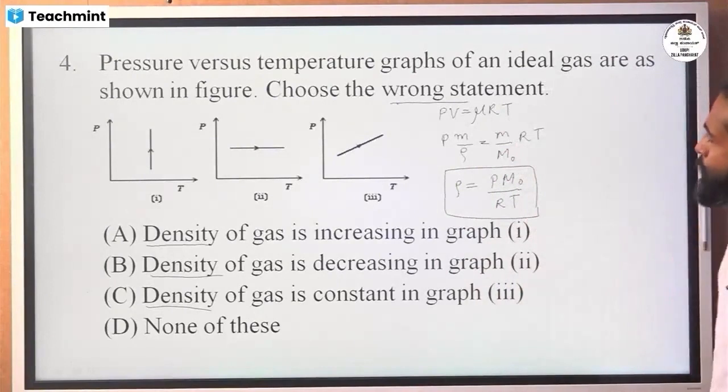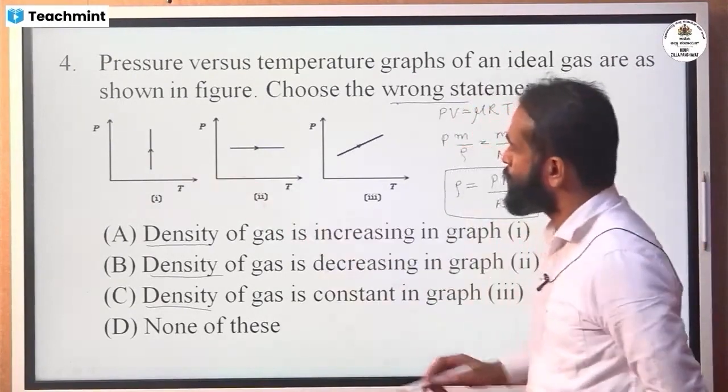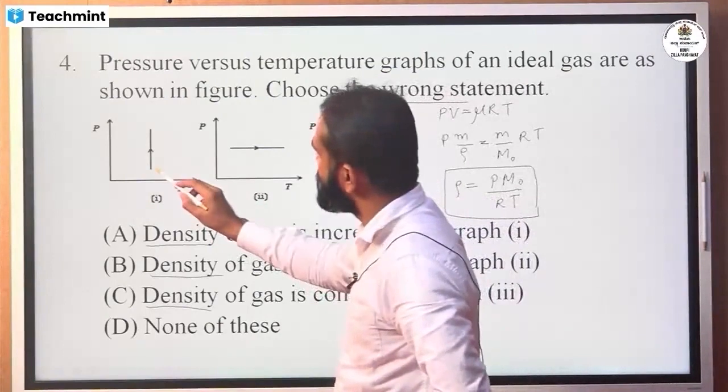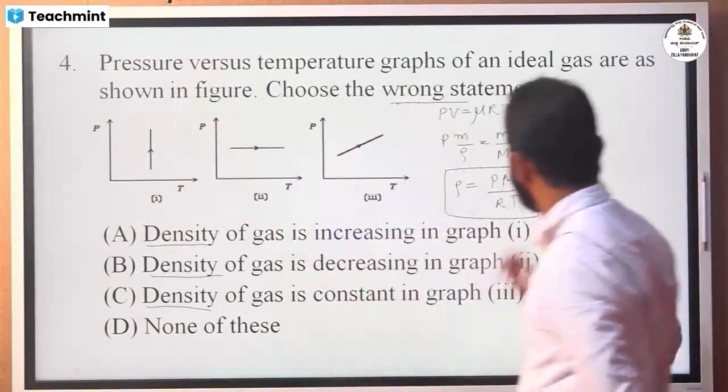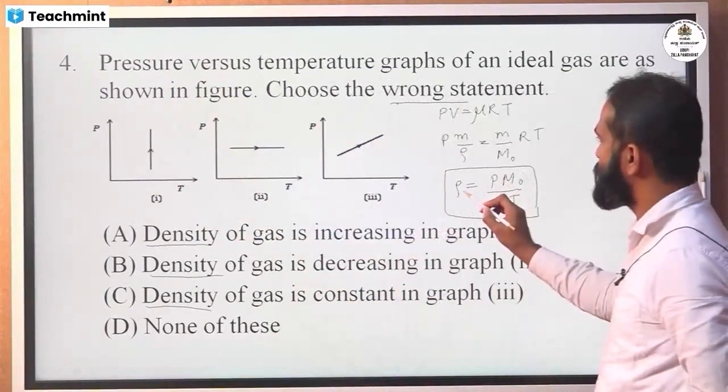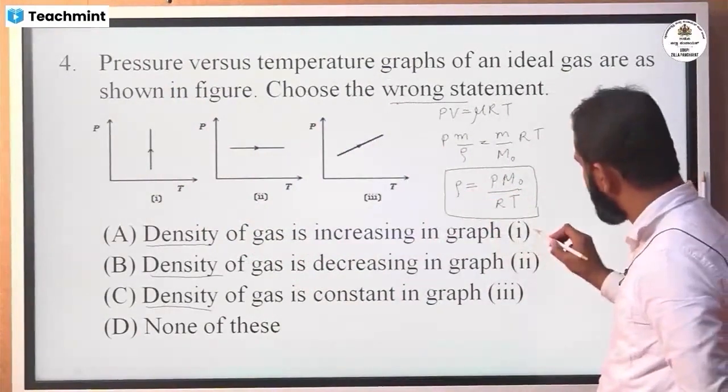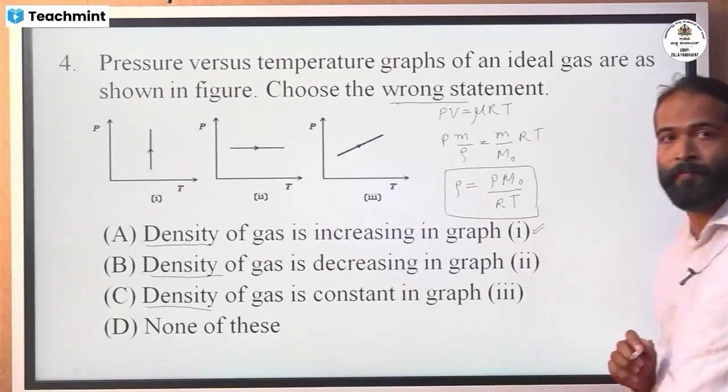Now look at the first graph. In the first graph, temperature is constant but pressure is increasing. Since pressure is increasing, density is also increasing. That means the first statement is a right statement.